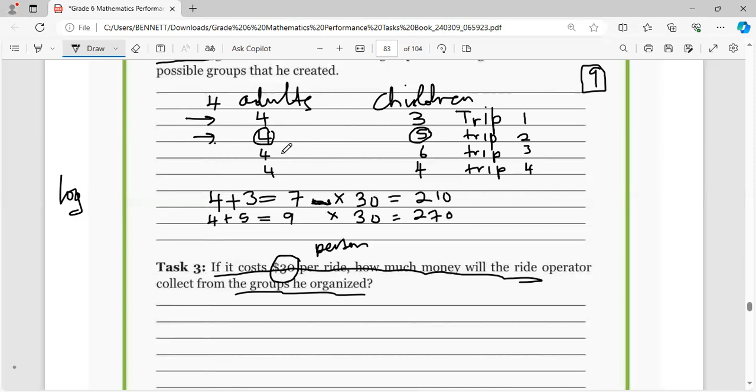This one has 4 adults and 6 children. How many persons total? 10. Very good. So guys, it's not going to be straightforward, and then you multiply it by 30, because it doesn't matter if you're an adult or a child, you're going to pay the same. 300.